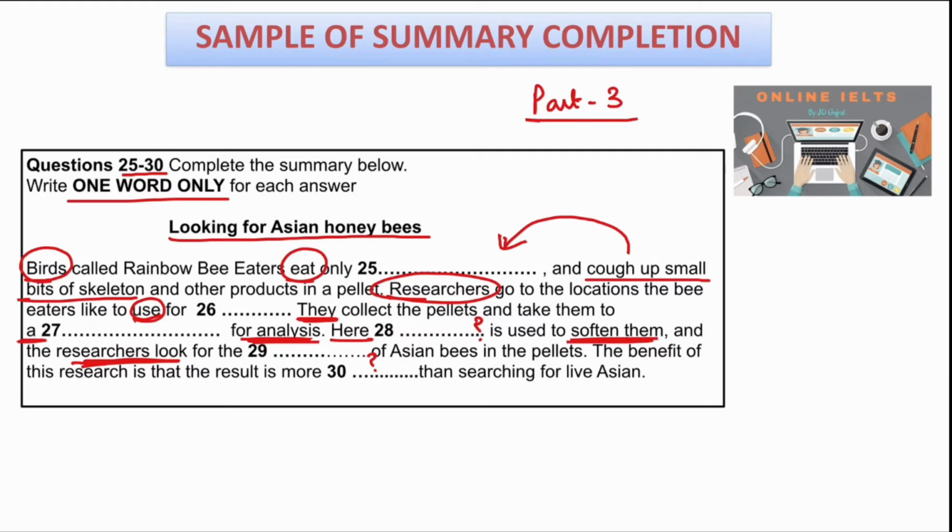Next, we'll talk about the last sentence, the benefit of this research. Now, here you can easily predict that they are talking about a particular research from question number 25 to 30, and in the last sentence, they are saying that the benefit or the advantage of doing all this is that the result is more dash than searching for a live Asian bee. So this is how you will predict your answer before listening to the audio. So now I will give you time to listen to the audio carefully before marking your answers.